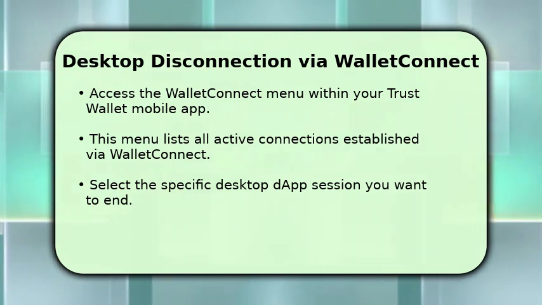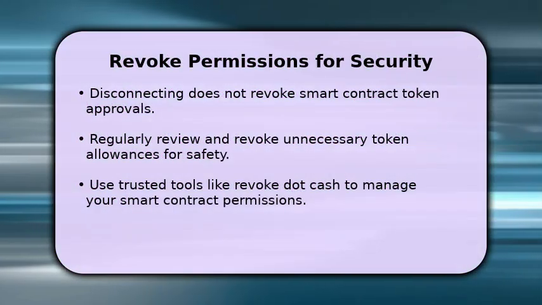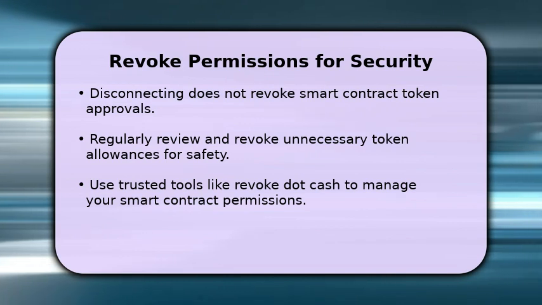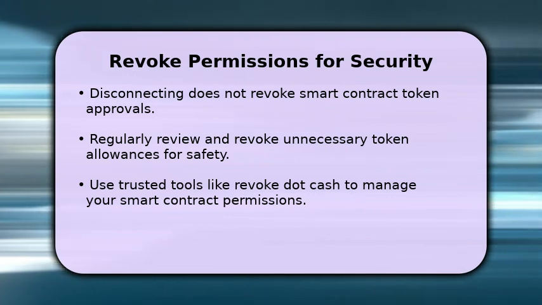It's crucial to understand that disconnecting your wallet from a dApp does not automatically revoke any token approvals you've granted. These approvals remain active on the blockchain. For enhanced security, you should regularly review and revoke any unnecessary smart contract permissions. Tools like revoke.cash can help you manage these allowances effectively.